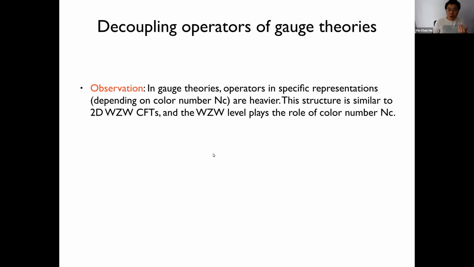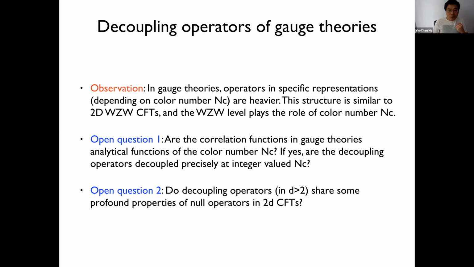And this structure is very similar to the 2D Wess-Zumino-Witten CFTs. There, the Wess-Zumino-Witten level plays the role of the color number NC. And for Wess-Zumino-Witten CFT, we can also, as I said, analyze those decoupling operators just using the language of gauge theories. Okay, but there are also some interesting open questions.